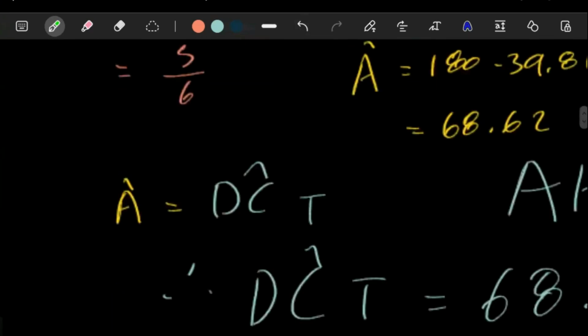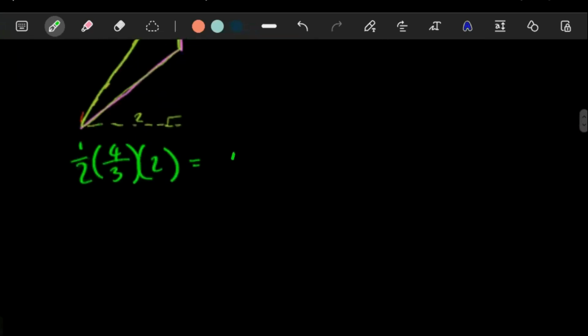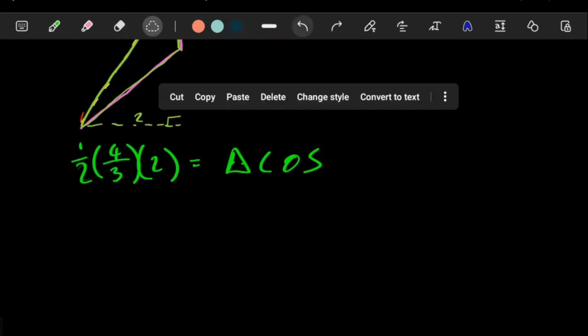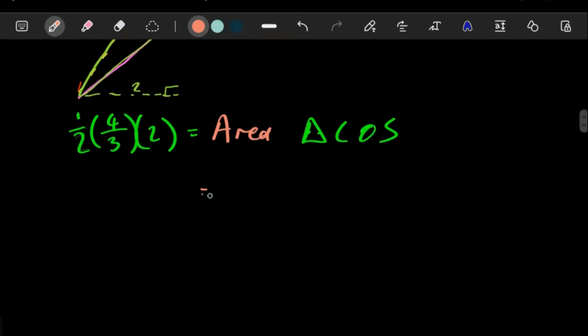This triangle is called triangle COS. This is the area of triangle COS, you see. So with that being said, let's get this value in the calculator. The value in the calculator here is just going to be 4/3, coincidentally. That's the area of triangle COS.